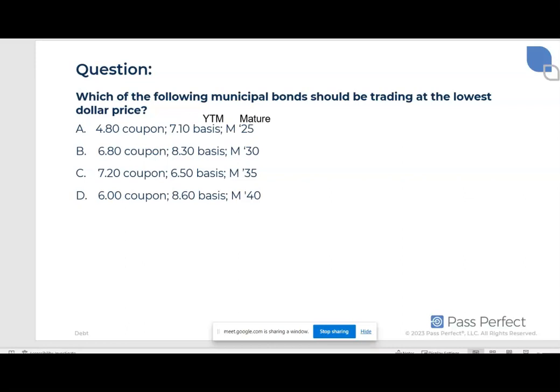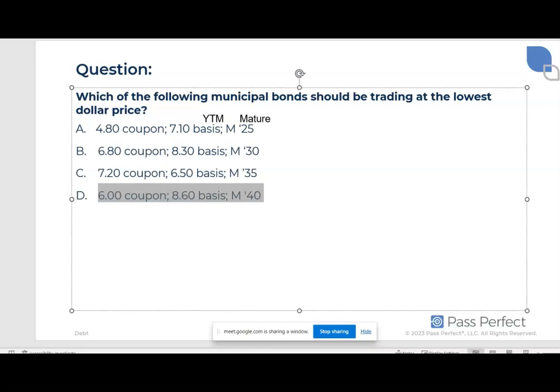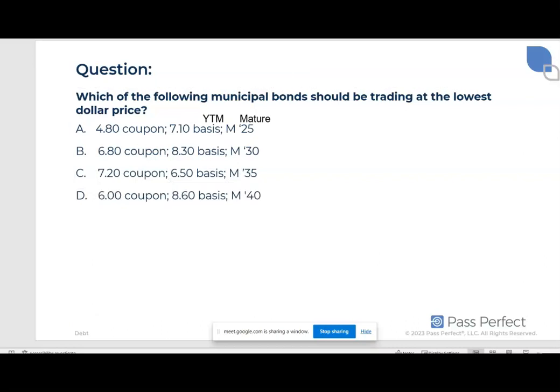But if you look at choice D, it's a 6% interest rate, but it's yielding 8.6%, and it doesn't mature until 2040. It's locked in paying a lower interest rate for another 17 years. That's a big deal. You really have to discount the price to convince someone to buy that from you. So out of our four answer choices, our best answer choice is D. Does that make sense as to why? Is there any part of that that doesn't feel totally clear?